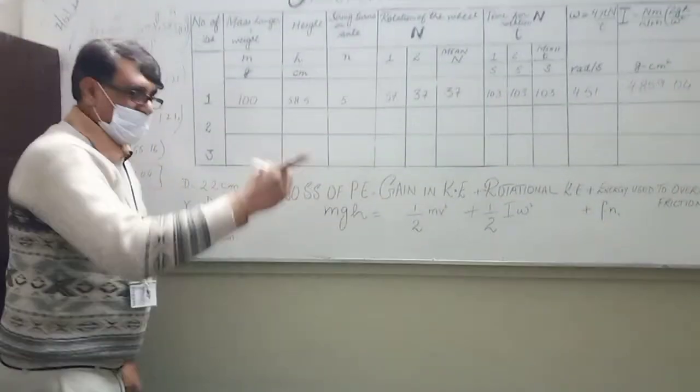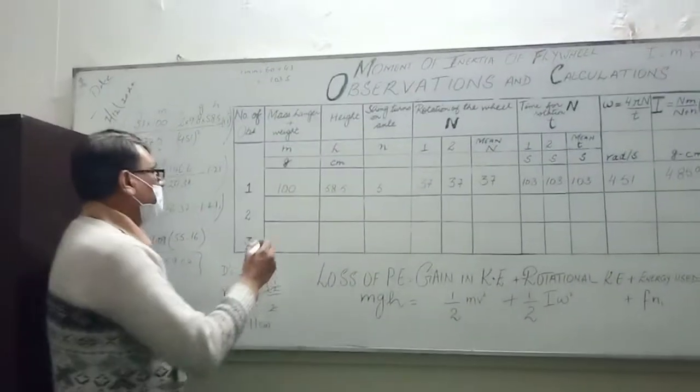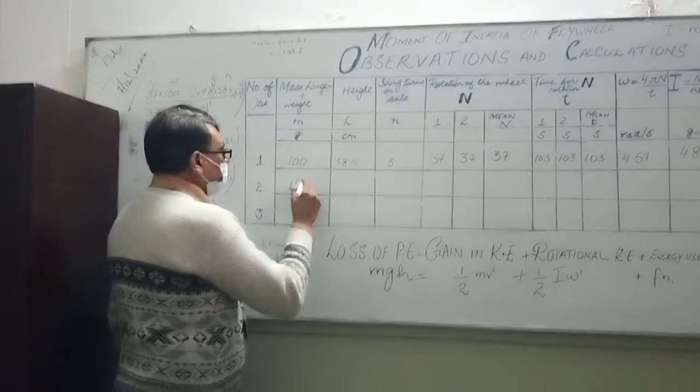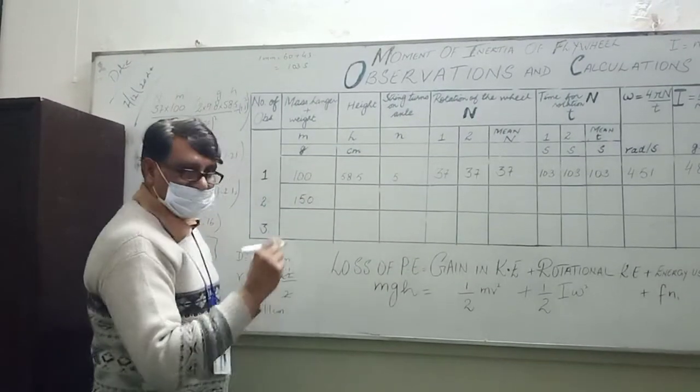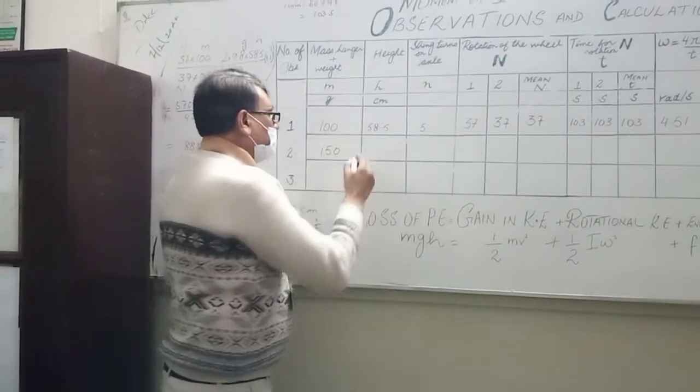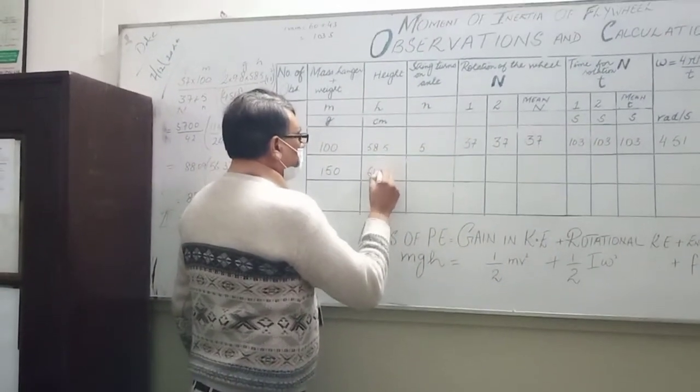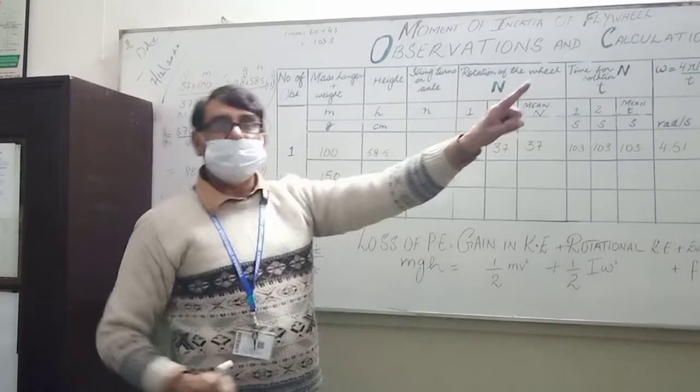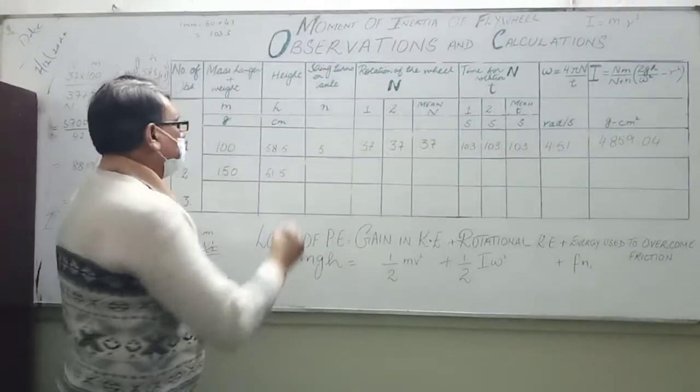So how many masses have I suspended on that hanger? That was 150. What is the height when I take the hanger up? That was 61.5. How many turns I have shown you on that axle? That was 6.